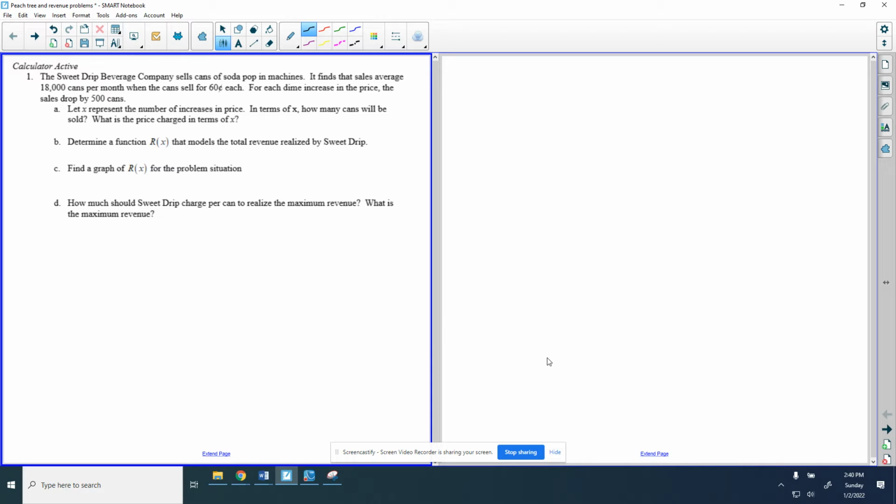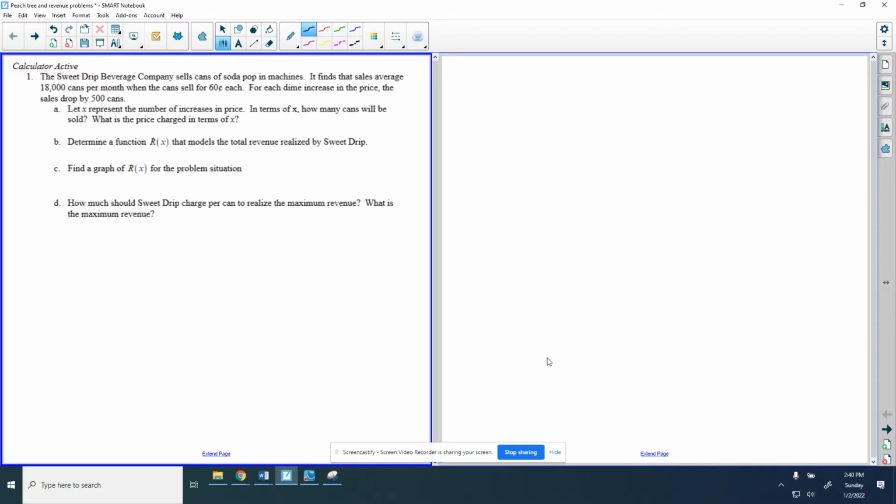The Sweet Drip Beverage Company sells a soda pop. This must have been some northern company, and it finds that it averages 18,000 cans per month when it sells the cans for 60 cents each. It also found out that every time they raise the price by 10 cents, the sales are going to drop by an average of 500 cans. So I'm going to let x represent the number of increases in price.